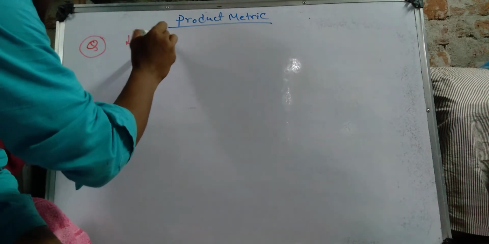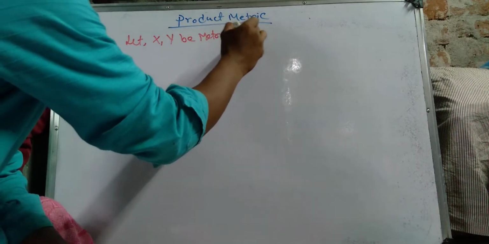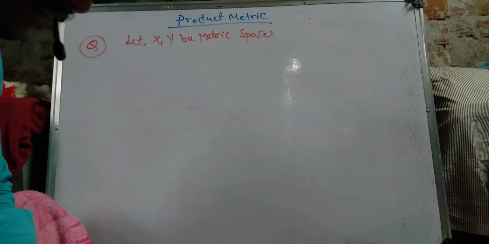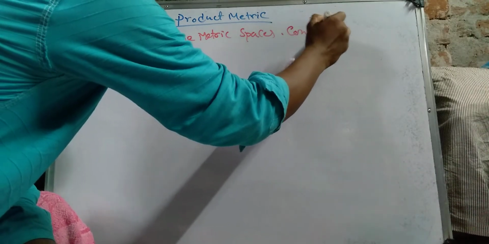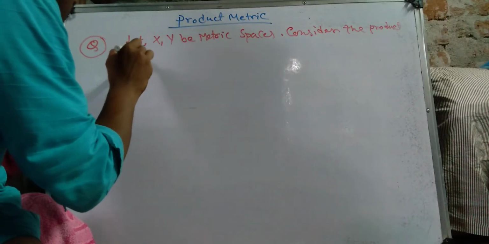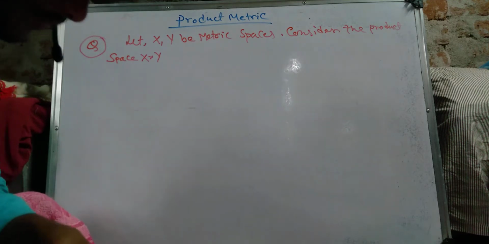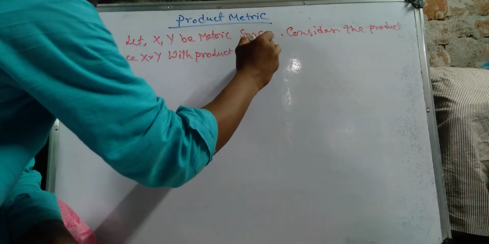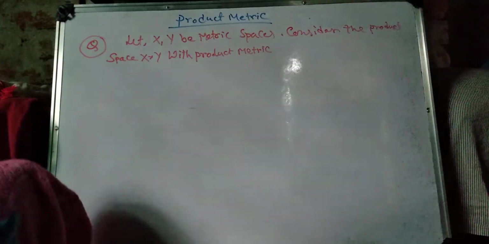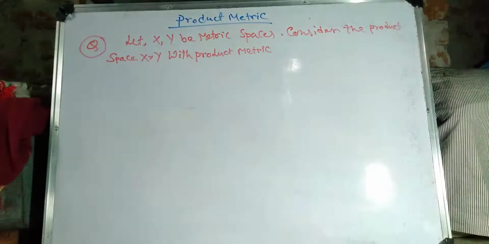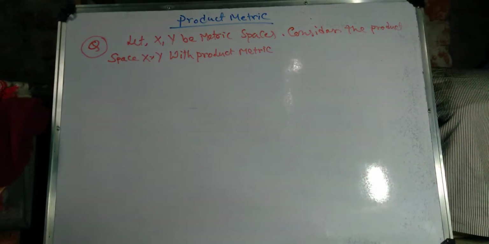Let X, Y be metric spaces, and consider the product space X cross Y with the product metric.